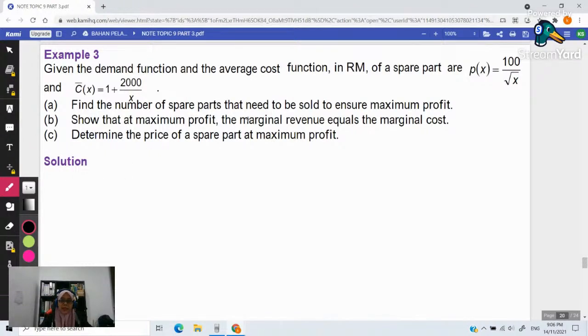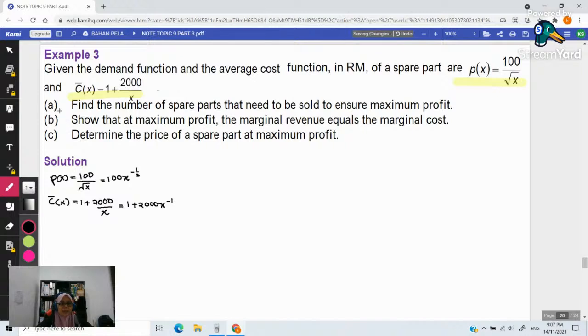First, we need to take out the information. The main information is about the price, or the price demand function, and the second information is about average cost. So we need to rewrite again. P(x) equal to 100 over √x, which is equivalent to 100 x to the power of negative 1 over 2. The second information is about average cost, which is C bar(x) equal to 1 plus 2000 over x, and this is equivalent to 1 plus 2000 x to the power of negative 1.